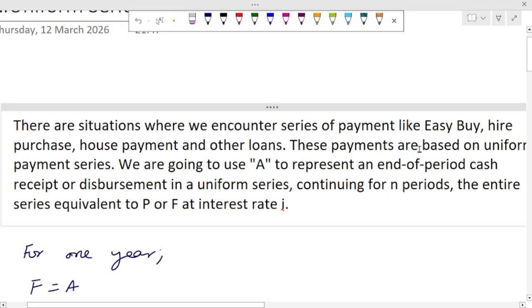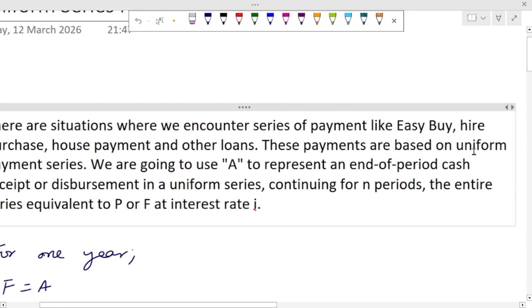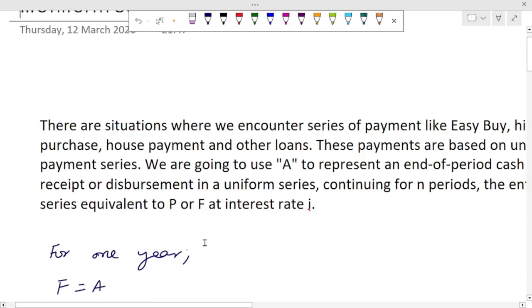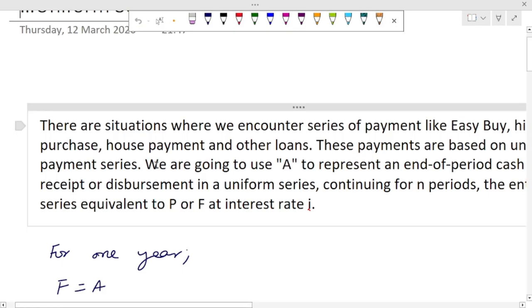So these payments are based on what? Uniform. That's the fixed amount of money, the same amount of money. So we say uniform payment series. You are paying a fixed amount of money over and over again. So uniform payment series. Are we getting it?